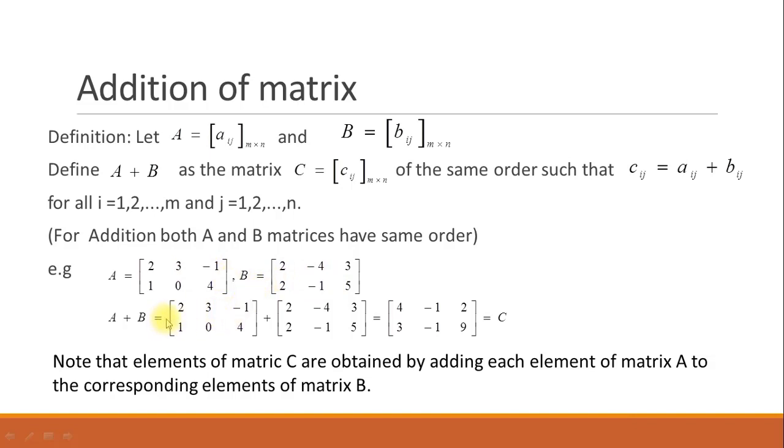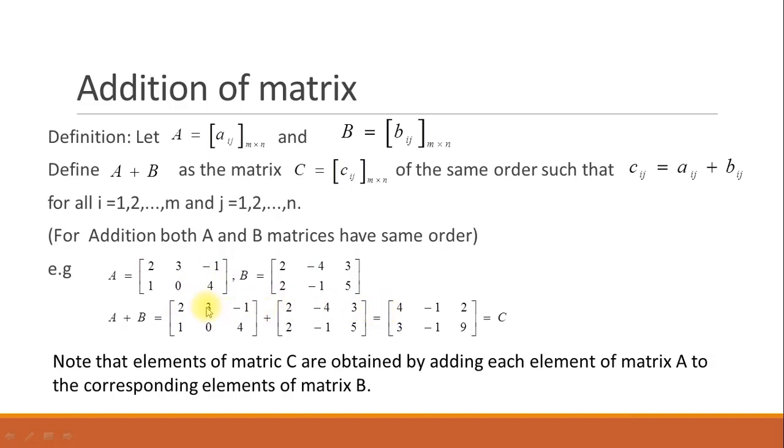Now how to add these two matrices? A plus B is equal to adding the corresponding elements. We get the result. For example, the corresponding element in matrix A is 2 and in matrix B is also 2. So 2 plus 2 is equal to 4.